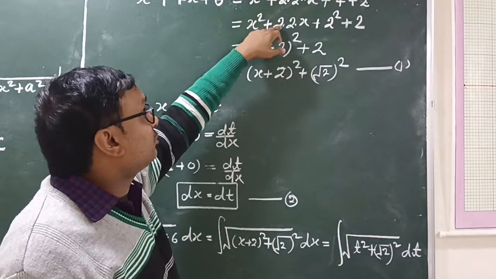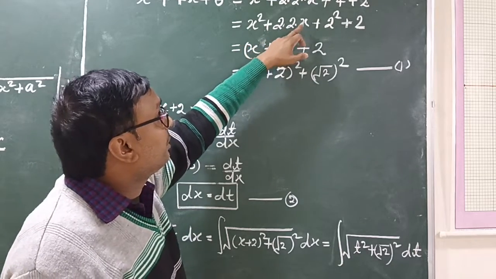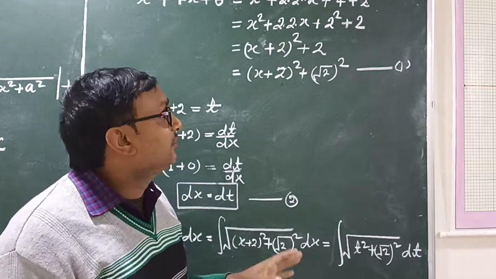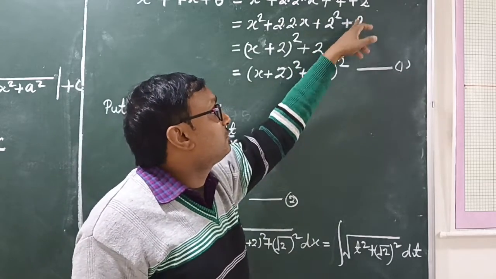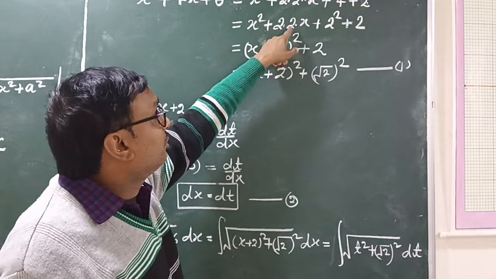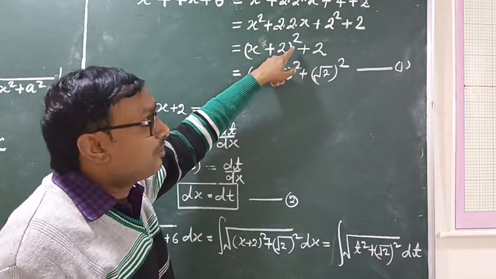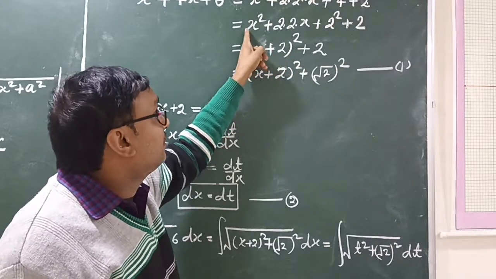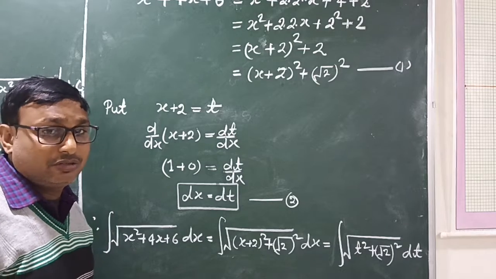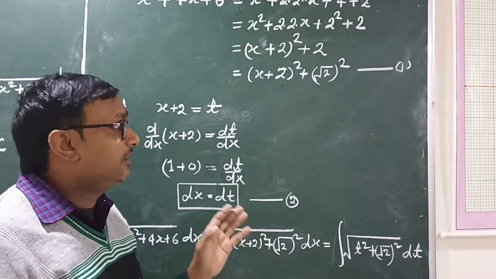Clear? So this is written as x square plus 2 into 2x plus 4, where 4 is also 2 square. So x square plus 2 into x into 2 plus 2 square is the same as x plus 2 the whole square. This is the expansion of x plus y whole square, that is x square plus y square plus 2xy.